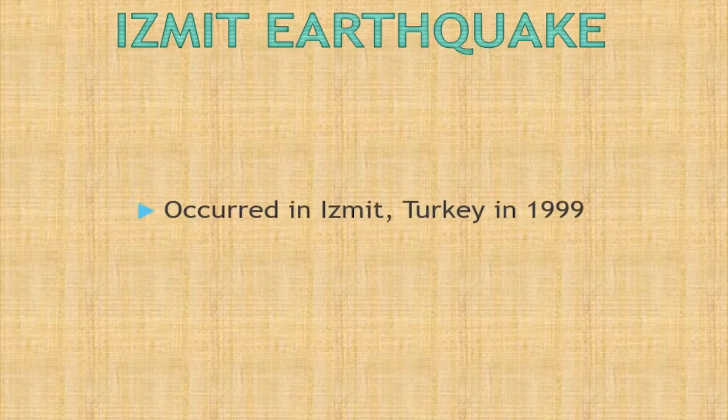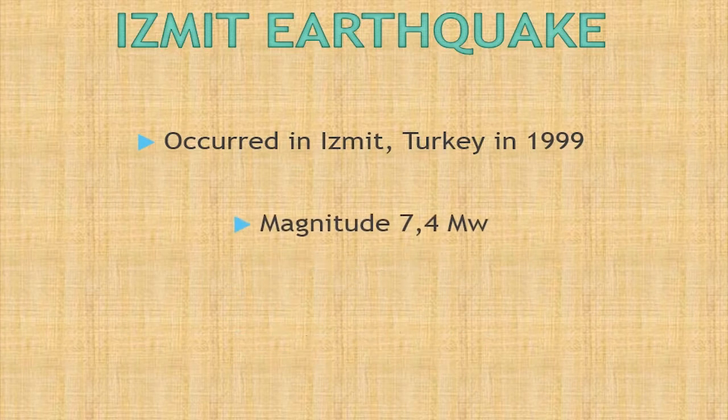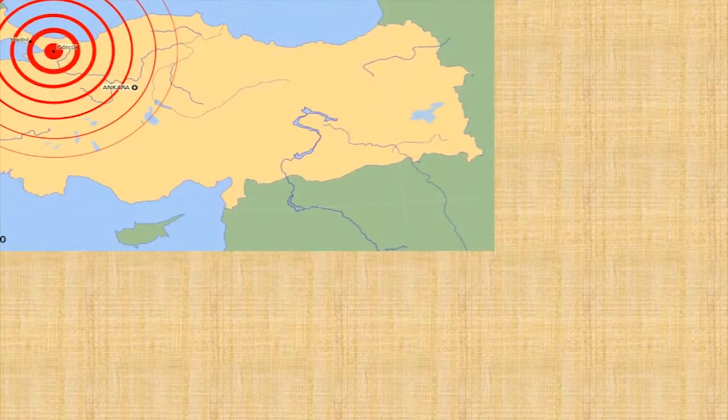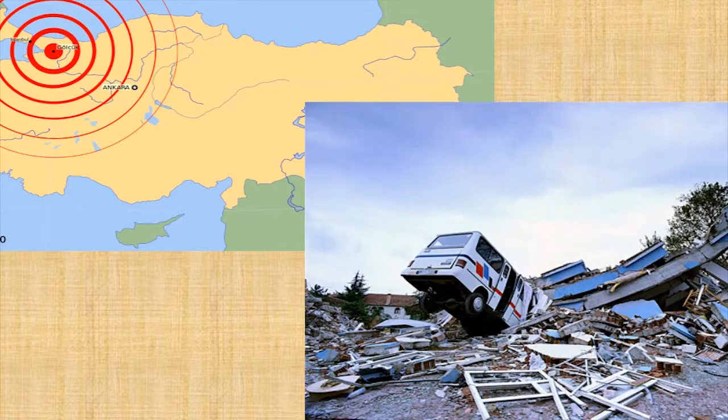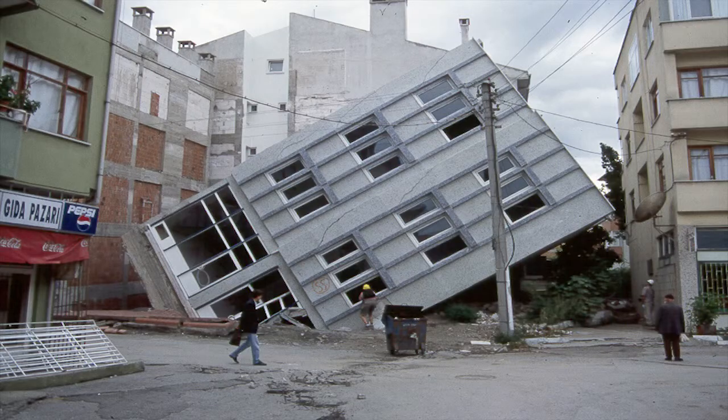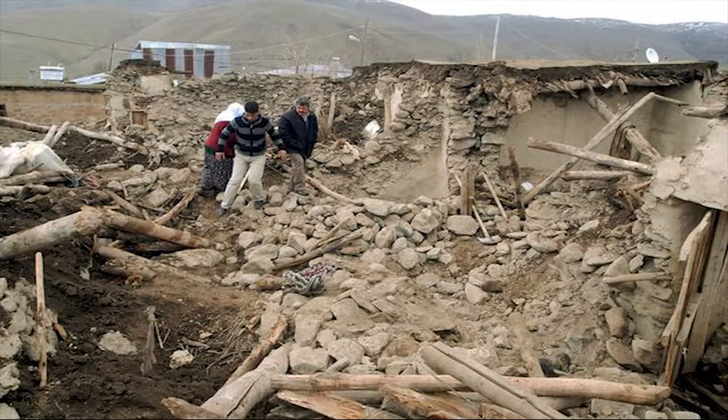Our next example is the Izmit earthquake. This earthquake occurred in Izmit, Turkey, on August 17, 1999, with a magnitude of 7.4. Even though it lasted only 37 seconds, its impact was huge. Some sources suggest that close to 45,000 people were killed, while officially the figure is 17,000. Approximately 500,000 people were left homeless. Over 120,000 poorly engineered houses collapsed, leaving people buried below the debris.